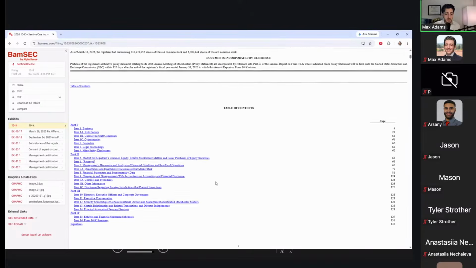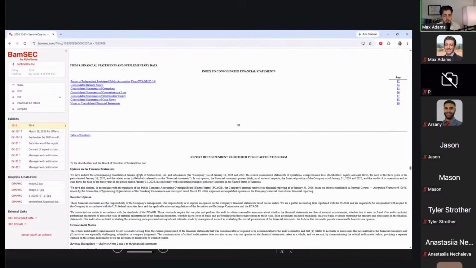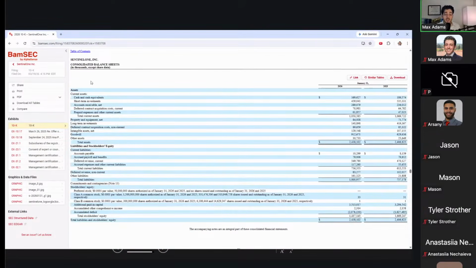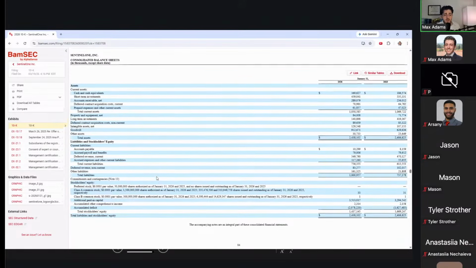Then you scroll into the table of contents, and then you can go to the financial statements and supplementary data. Once you scroll down, you've got the balance sheet here, which is the assets, liabilities, and equity. Remember, I showed you this earlier on PowerPoint. I made it way simpler, but this is what an actual balance sheet looks like. Sometimes it gets even more complicated than this. This is a relatively simple company in terms of the financials. So that's the balance sheet.